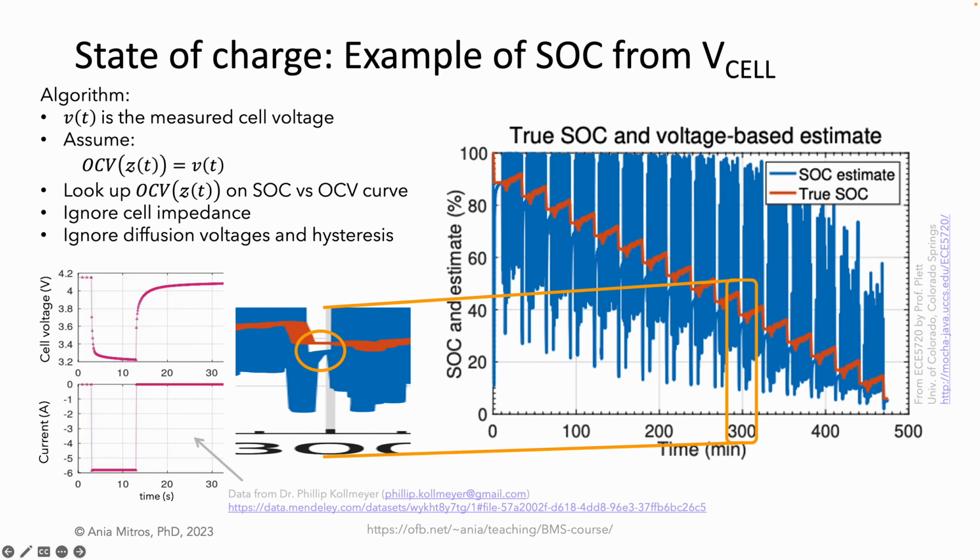You may recall from the lecture on cell behaviors that the cell voltage plummeted during a current pulse and decayed back to a stable voltage over time. We're seeing the impact of that voltage behavior in the SOC estimate.